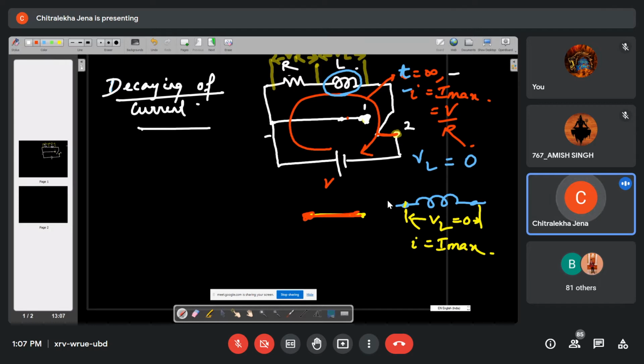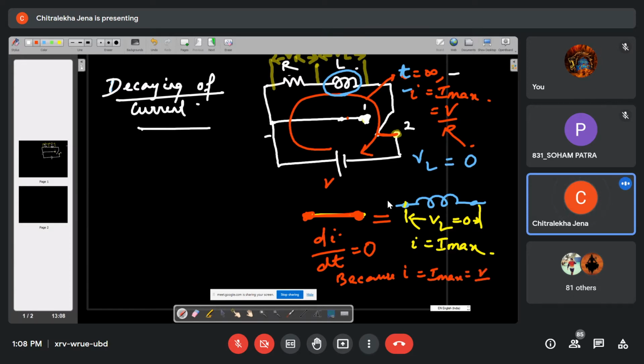Am I clear to all of you? Got it or not? VL equal to 0 means here is maximum current. There is no rate of rise. di by dt will be equal to how much? It is equal to 0. Why? Because I is equal to maximum. This is a constant value that is equal to V by R.